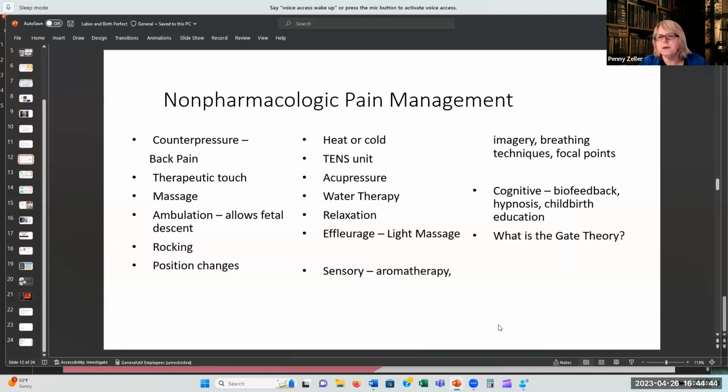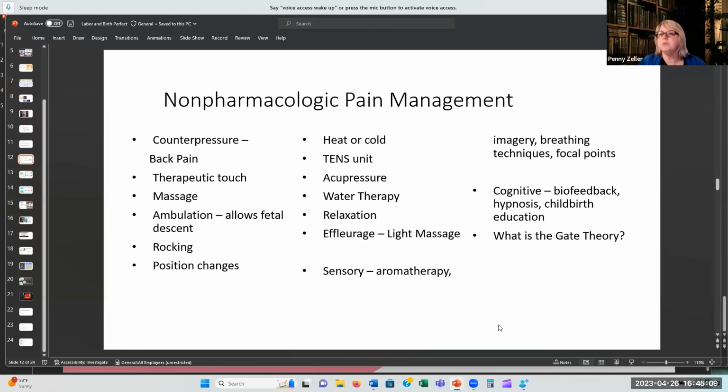Your book has lots of pictures on non-pharmacological pain management. Just be familiar with some of them. Don't memorize all of them. Okay, some things that we can do. Massage is very important in this one. Massage really is a good distractor. Okay, good distractor. Gate theory.